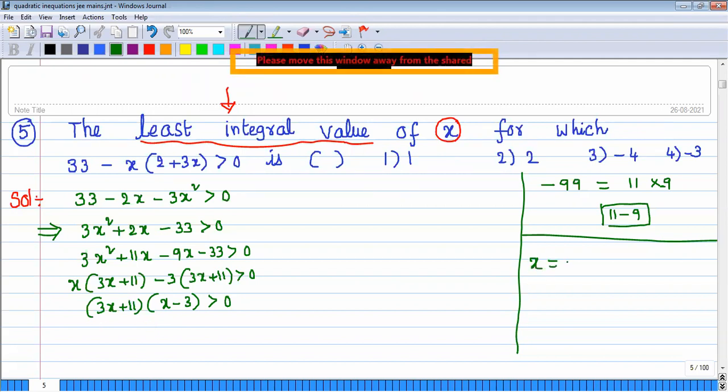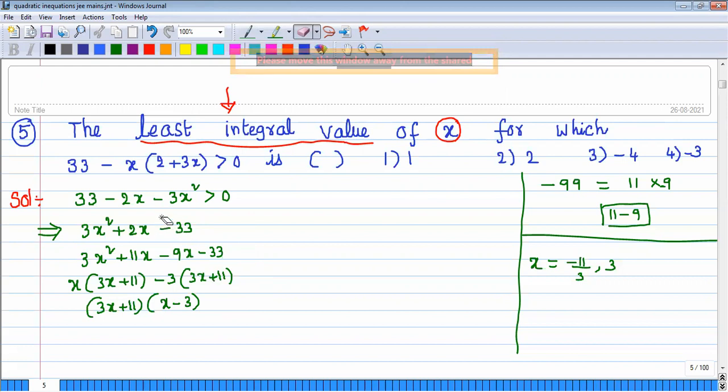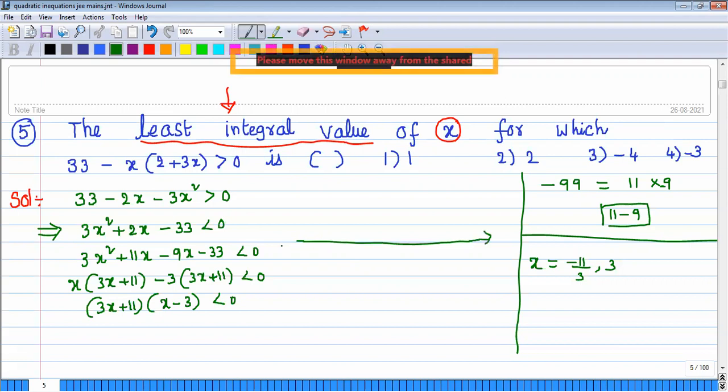But here we made one mistake. Can you find out what the mistake is? When you multiply with a negative sign, the symbol reverses, so it is less than 0. You need to check all these things. So take a number line now. This will be minus 11 by 3. This will be 3.